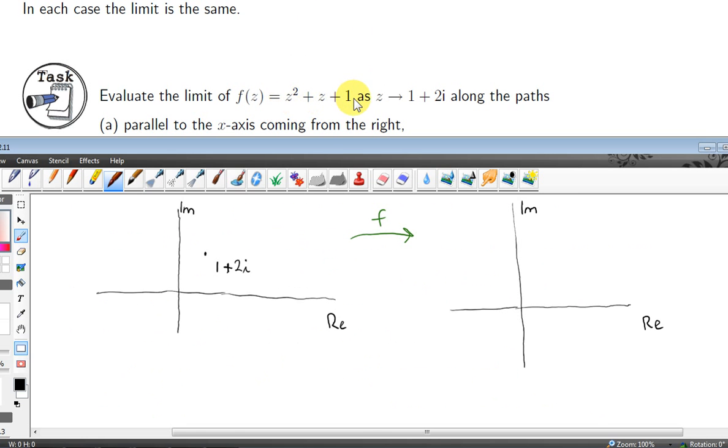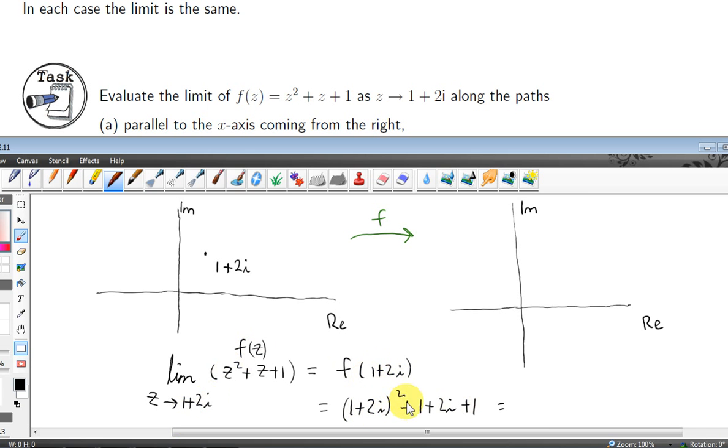Let's look at this example here. f of z is z squared plus z plus 1. We want to take the limit of this function as z approaches 1 plus 2i. Now, this function exists at 1 plus 2i, and this function is also continuous at 1 plus 2i. So the limit of f of z as z tends towards 1 plus 2i is just f of 1 plus 2i. So this is what we get.